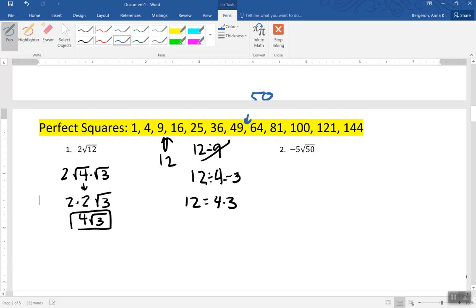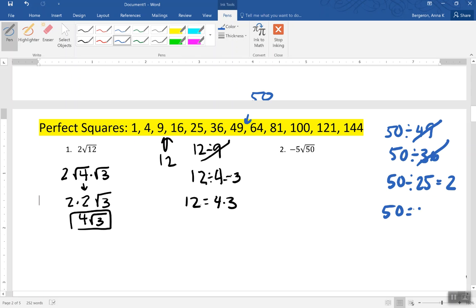So then if I did 50 divided by 49, I would get a decimal, so it's not 49. If I did 50 divided by 36, that would give me a decimal, so it's not 36. So then if I did 50 divided by 25, I get 2. So then that's my largest perfect square. And I know 50 is 25 times 2.